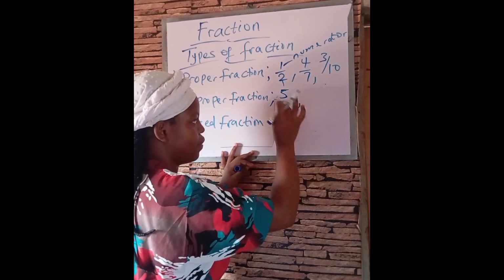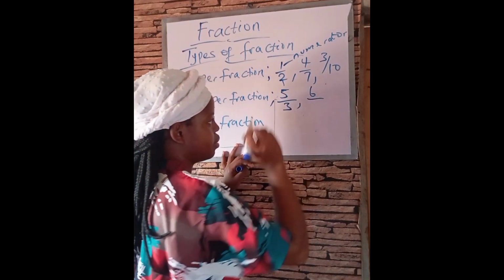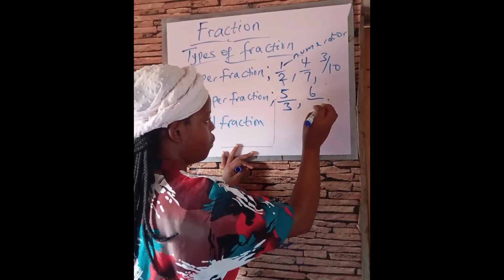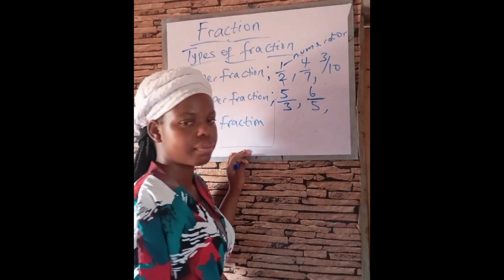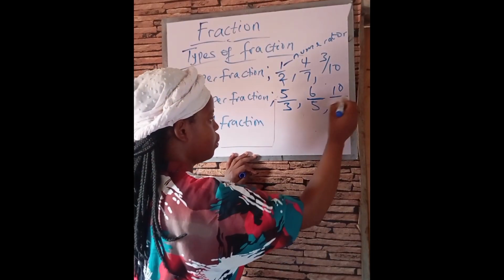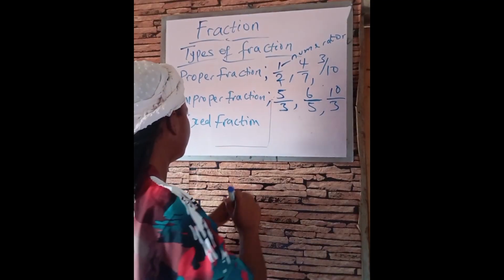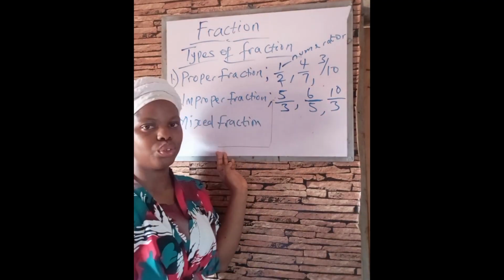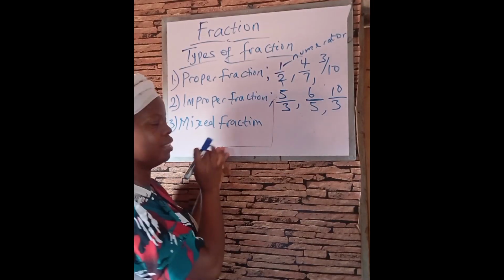So we have examples like 5/3, let's say 6/5, let's say 10/3. So these are what we call improper fractions.